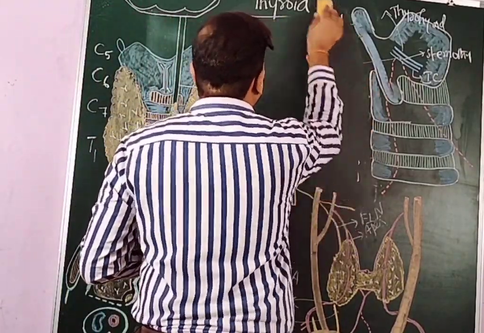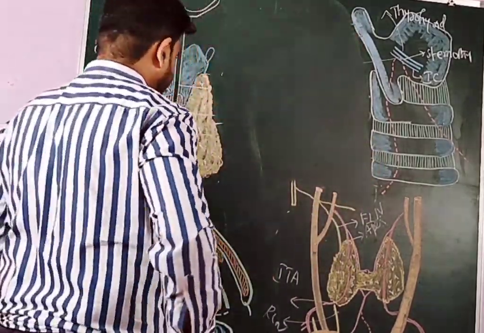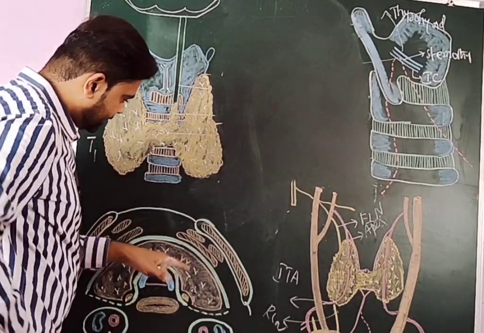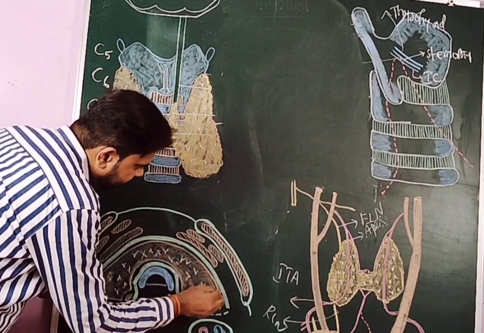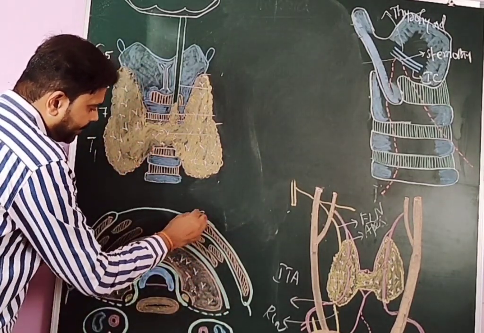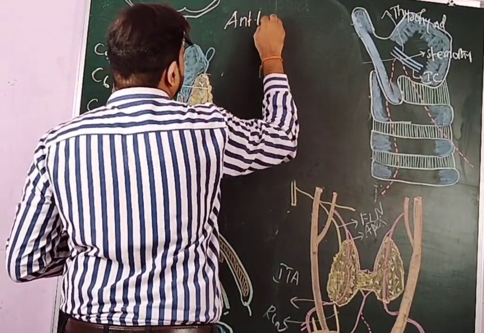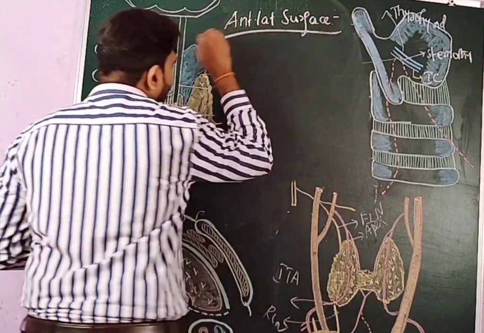And next we'll go for one important relation, that is the anterolateral surfaces. You can see in this diagram, this is the anterolateral surface. This anterolateral surface is covered by strap muscles. You can see here, this anterolateral surface is covered by strap muscles. So what are strap muscles?